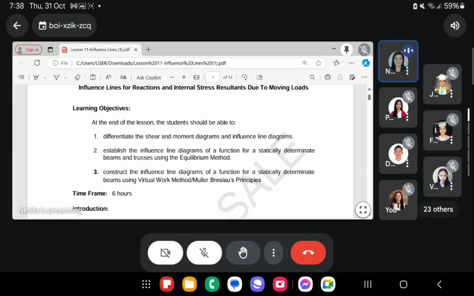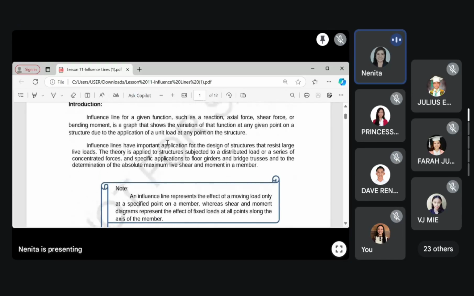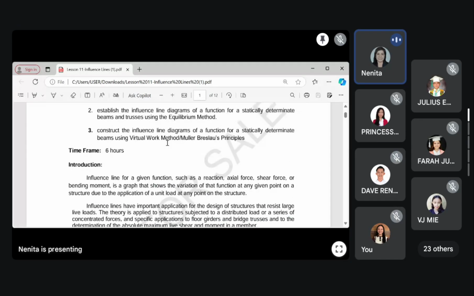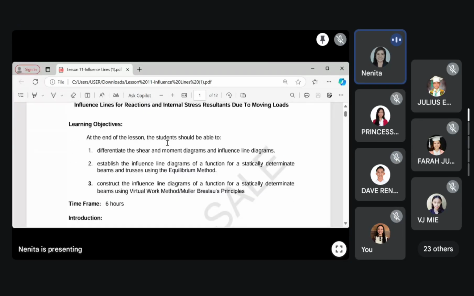Why moving loads, then influence lines? Class, when we say moving loads, we determine the load factor, the influence of the loads. One of the tools that we can use is the influence line.